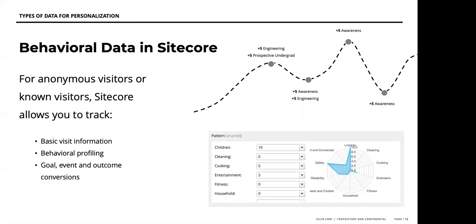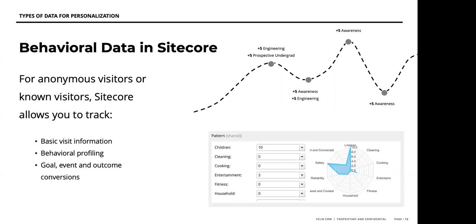Another way you can get behavioral data in Sitecore is through behavioral profiling. And this is, I think, one of the features that makes Sitecore really unique and special: it has a way of allowing you to understand the behavioral patterns of people so that you can then glean more about them than just one thing at a time.